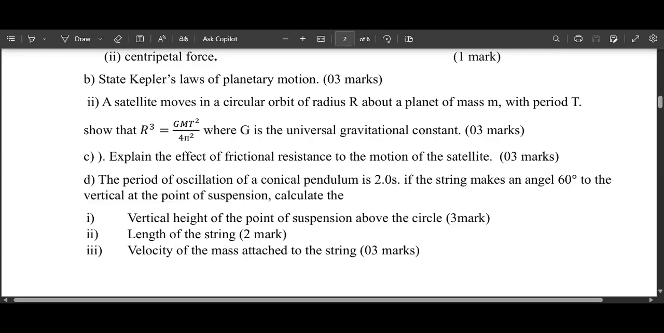The formula: our KE is given by GMm divided by 2r, whereby r here is the distance of the satellite from the center of the Earth or from the center of the planet. Now let us look at how we can give the explanation for the effect of air resistance on the motion of the satellite.